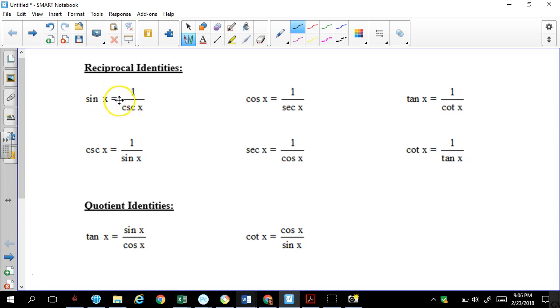So if sine and cosecant are reciprocals, take sine, I put a 1 over cosecant, and there I've got that reciprocal. We should know that by now. I remember teaching you that last semester. We know these right here, but we're not going to use them because we're going to use these instead. So never, never, never are you using these because they will not help you.